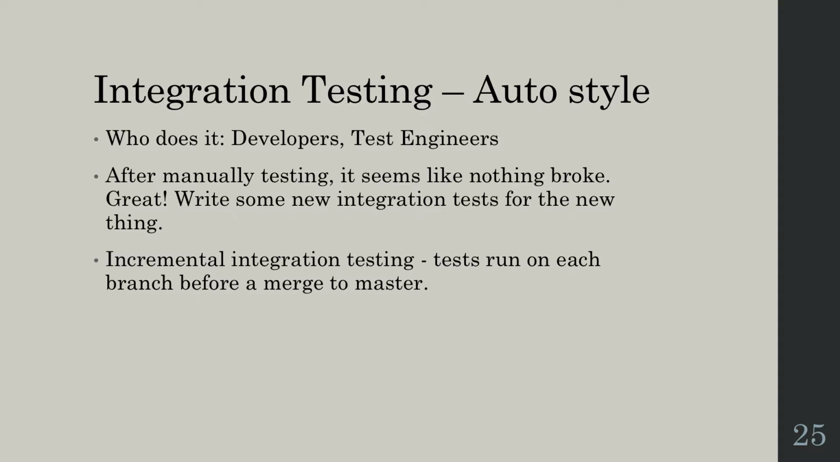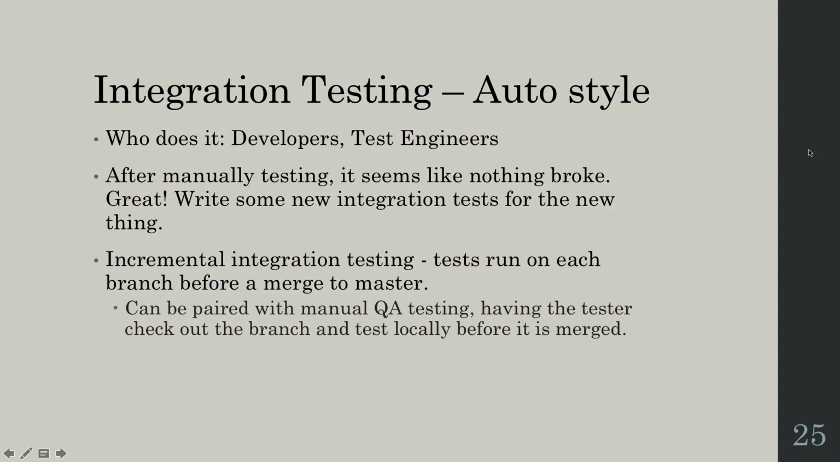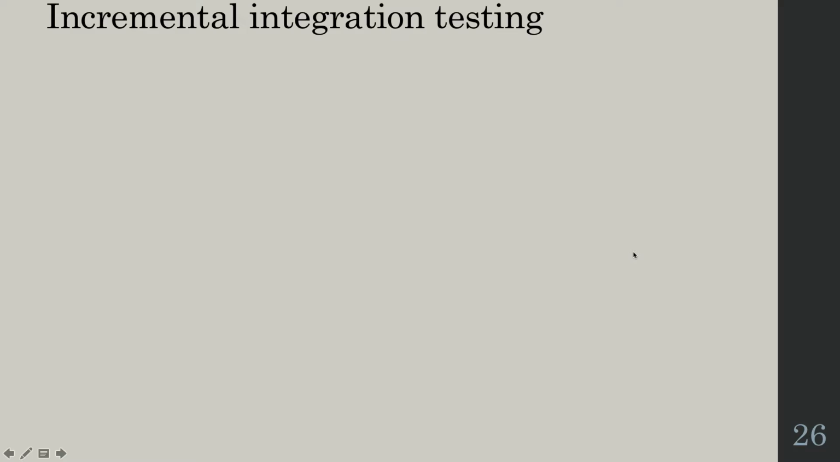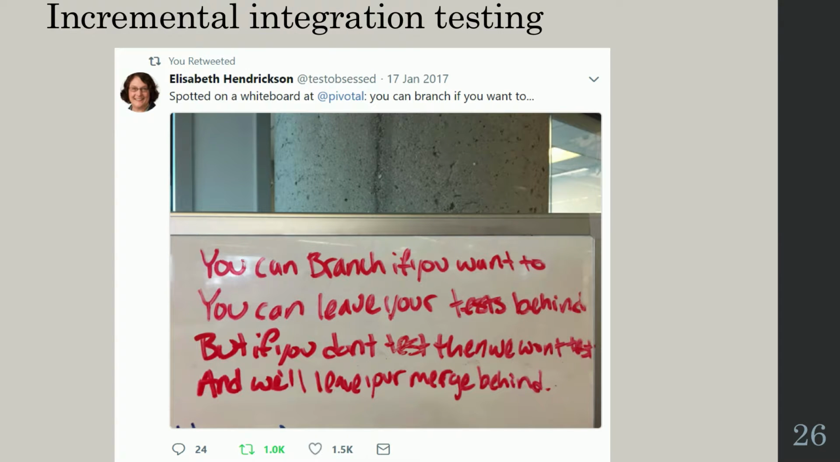So this can be paired with manual QA, where your QA actually checks the branch out, tests it, and gives you feedback on it, but this is before it's going any further than it already has. So why you might want to do incremental integration testing, an example of a company that does, says, you can branch if you want to, you can leave your test behind, but if you don't test, then we won't test, and we'll leave your merge behind.